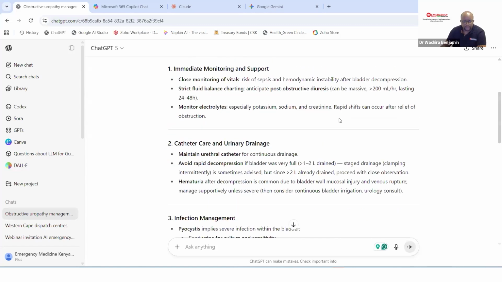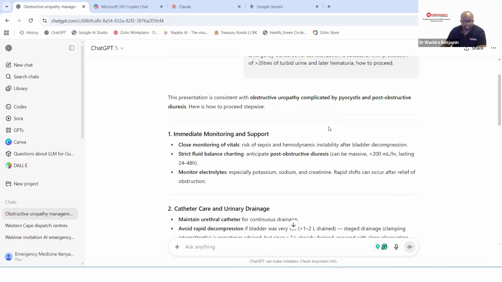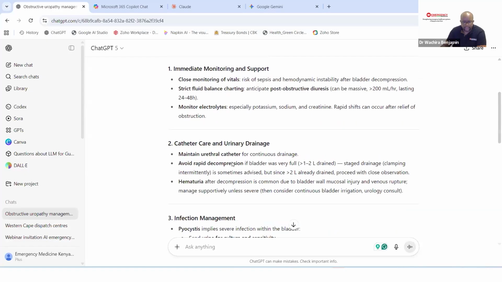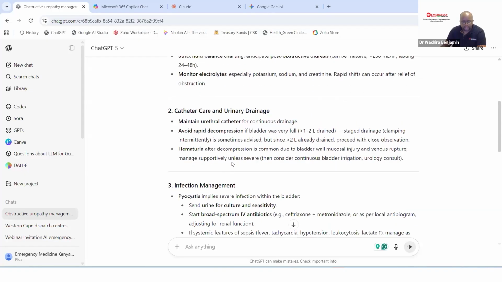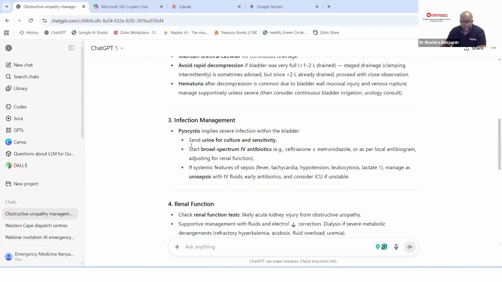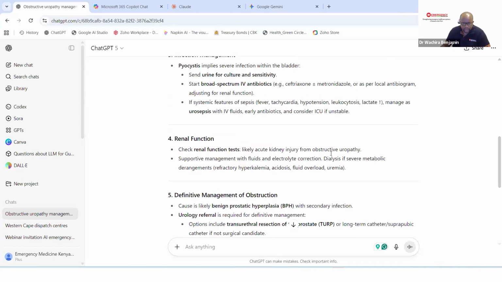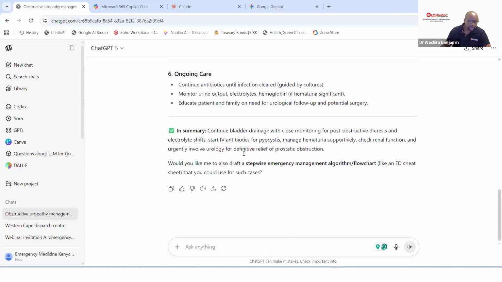Has it said we start antibiotics somewhere? Okay. Urine for culture. So yeah, here we go. We need to start ceftriaxone plus or minus metronidazole as per the local antibiogram, adjusting for renal function. For urosepsis, fluids and antibiotics are needed, and consider ICU if unstable. Yes, sounds like our patient was already unstable, and that's what we need to do for this patient.